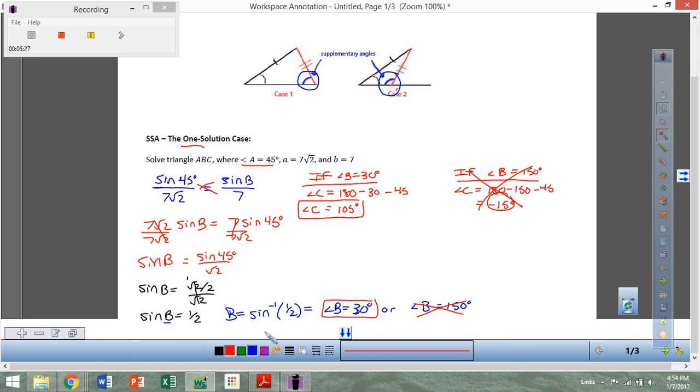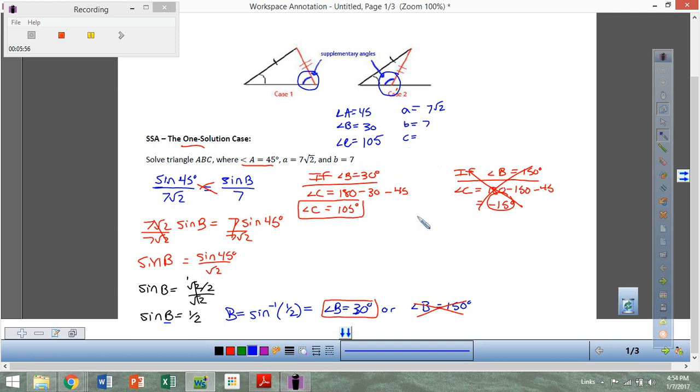So therefore, I only have one such triangle that has this information, and now I've got basically everything that I need. I know that angle A is 45. I know that angle B has to be 30. And I know that angle C then would have to be 105. I know side length A is 7 root 2. I know side length B is 7, so now the only thing I need to find is side length C.